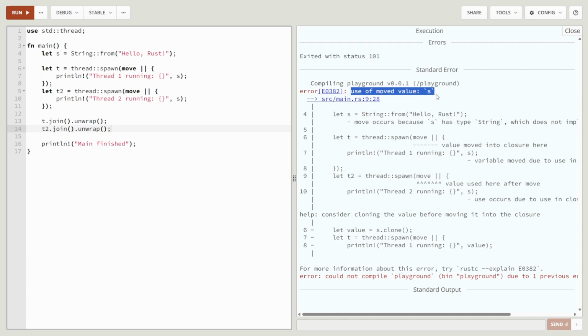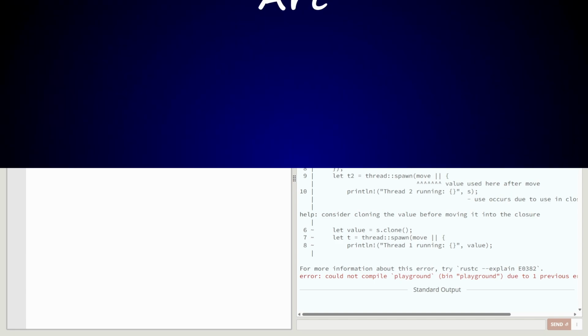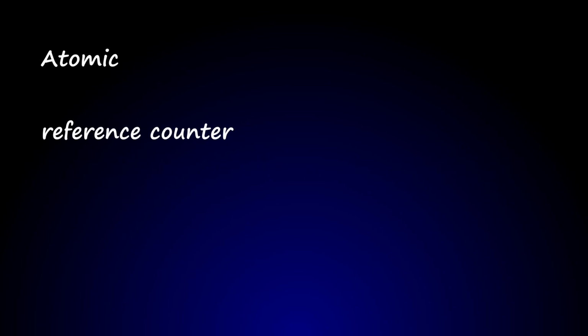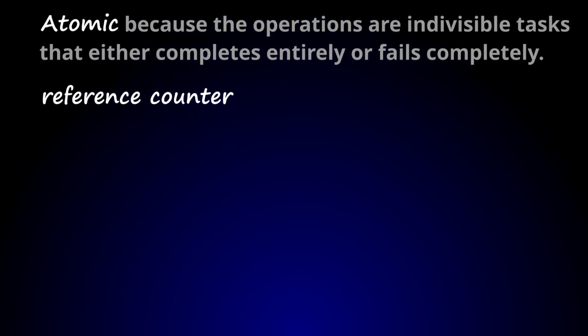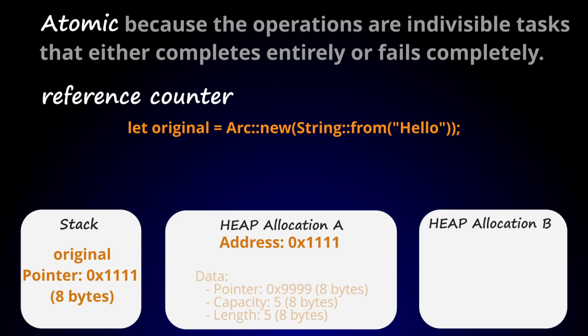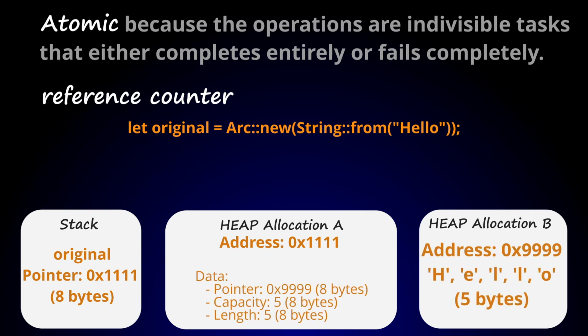Before we use Arc, let's first understand how it works. Arc stands for Atomic Reference Counter. Atomic because the operations are indivisible tasks that either complete entirely or fail completely. Other parts of your program can never see it in a half-finished state or interrupt it in the middle. That's why it is thread safe. And reference counter is because, since this is a smart pointer, when it is created, the data gets stored in the heap, but alongside it, there is another value stored for reference counter, which will have the value 1. Because at this point, this data is referenced by one variable, which is this original variable.